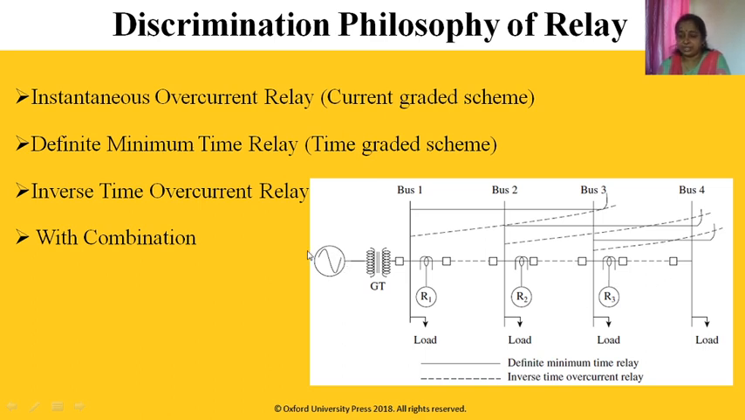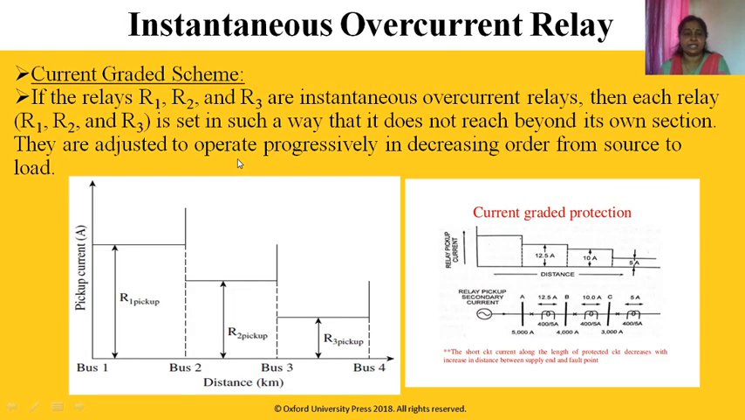But this system is a radial system, so current is flowing from the left side to the right side. Here we have applied a CT, and the CT signal is given to the relay. The solid line indicates the definite minimum time relay, while the dotted line indicates the inverse time relay. Okay, so first we will see the current graded scheme.